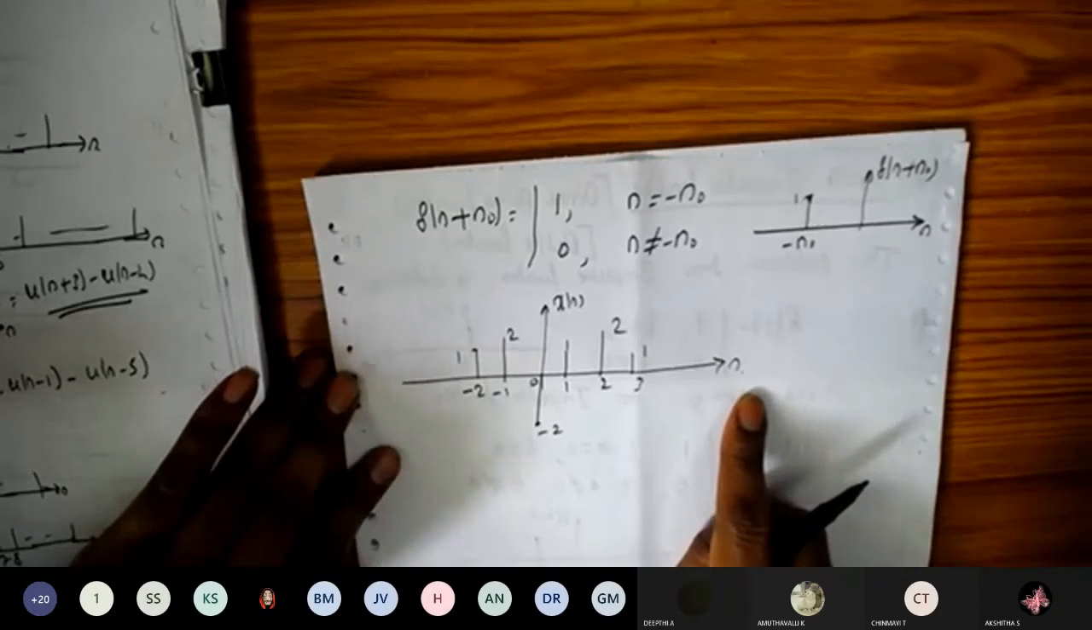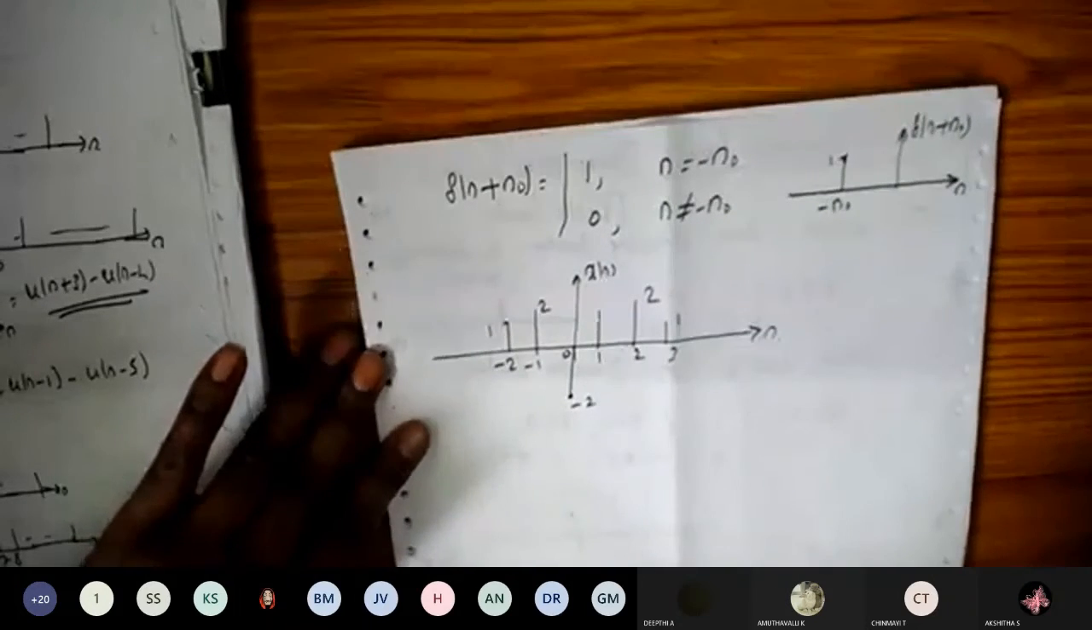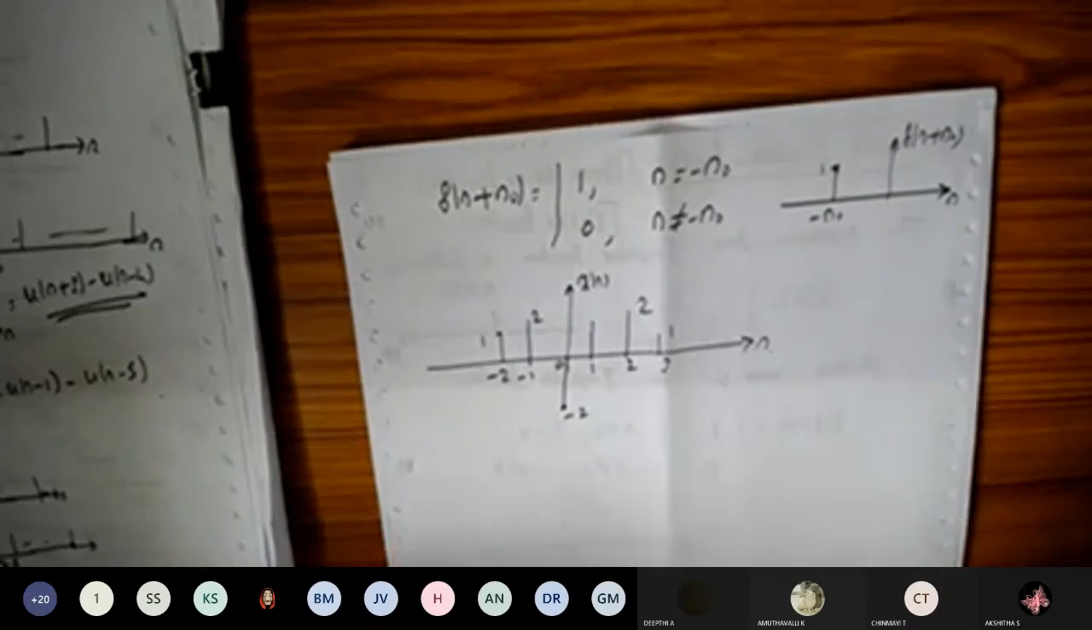So how do we express this in terms of the unit impulse function? Take this waveform. I'll explain, it's very simple. We should know where the unit impulse function will be defined, at n equal to minus n naught and plus n naught.